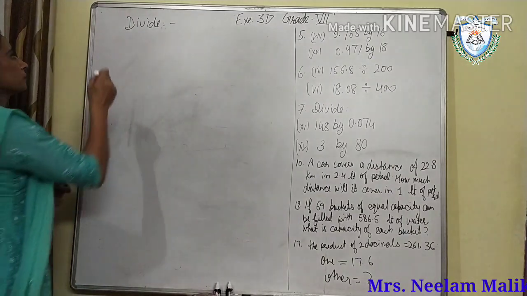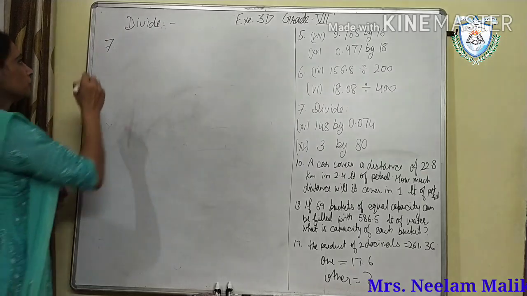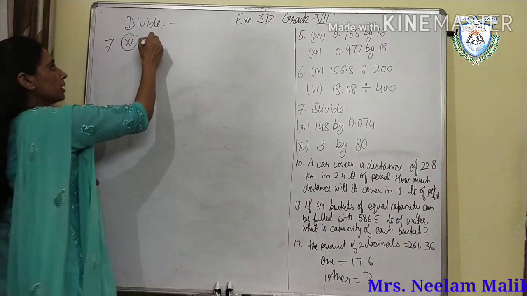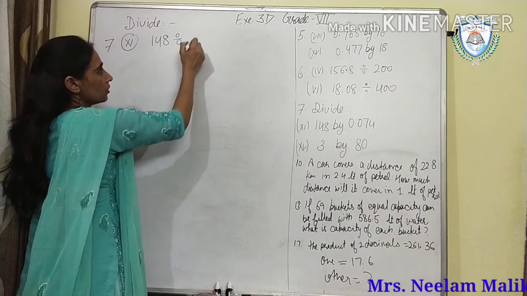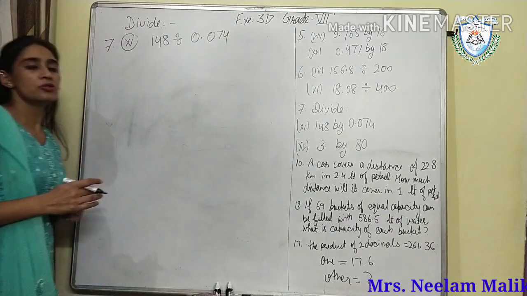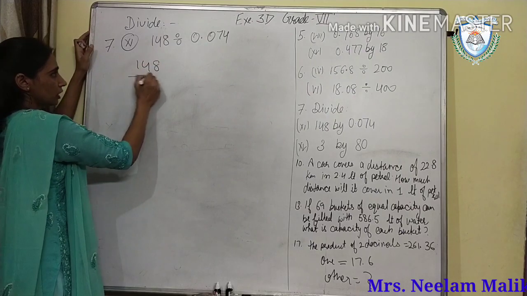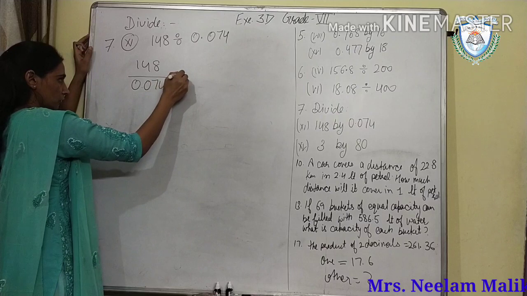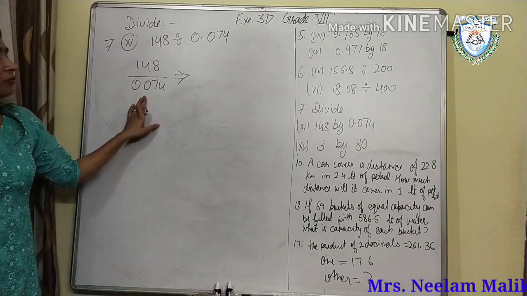Question number 7. I have taken 2 parts here. The 11th part: 148, we have to divide this number by 0.074. So what will you do? First you will write it like this: 148 divided by 0.074. Now try to remove the decimal points if given.